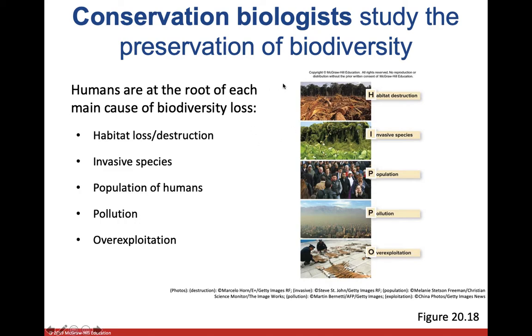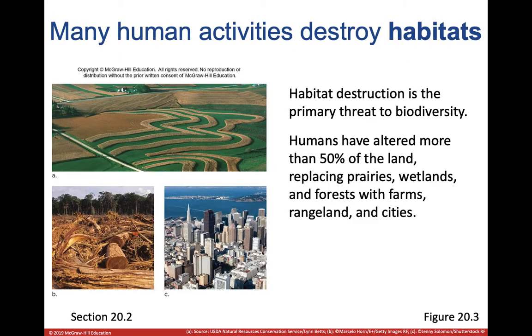So the best way to look at the way that we impact the world is through here, the acronym HIPPO. Habitat loss, invasive species, population of humans, pollution, and overexploitation. These are pretty much the ways that humans impact the world. And these are the main causes; we are the main causes of each one of these things. When we're going to talk through those, they're pretty easy to understand. So habitat loss.